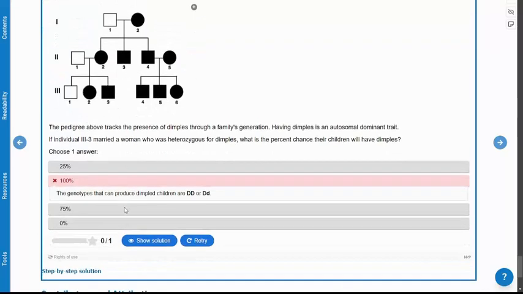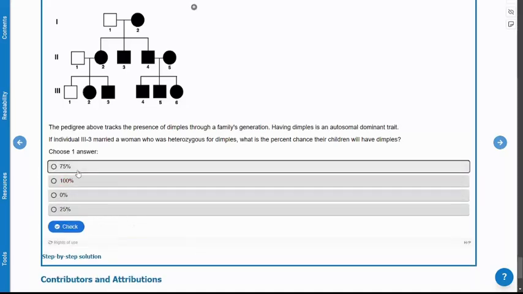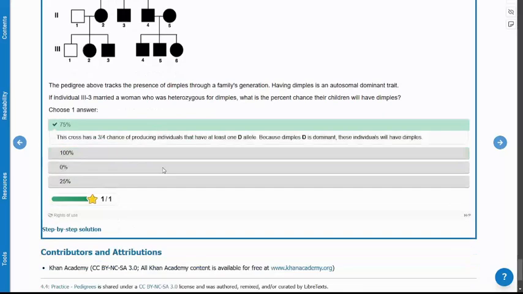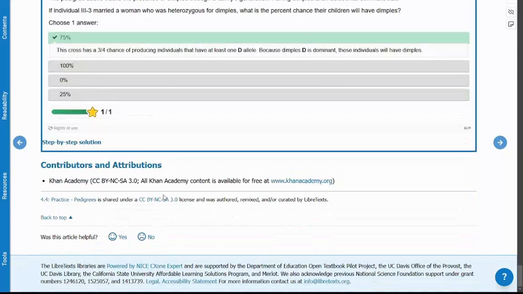Wait. Oh wait, he's a carrier. He's not fully dominant. Okay, so he has big A, small a, and the woman also big A, small a. So that is big A, 75%. Yeah, we're doing a cross here, guys. It's really hard not looking at it all.